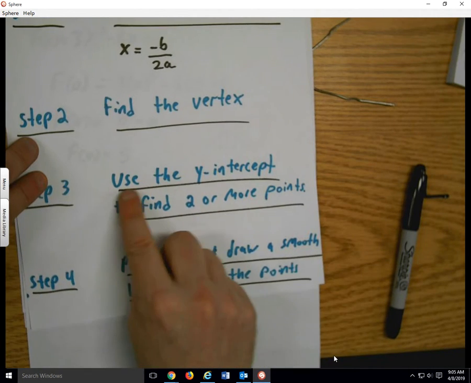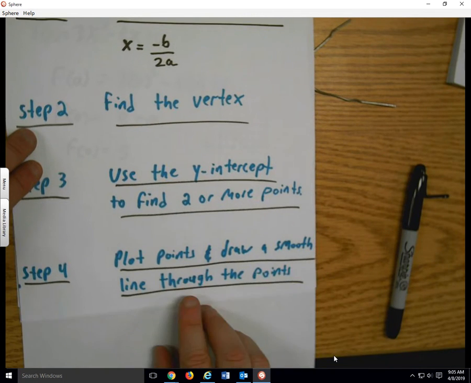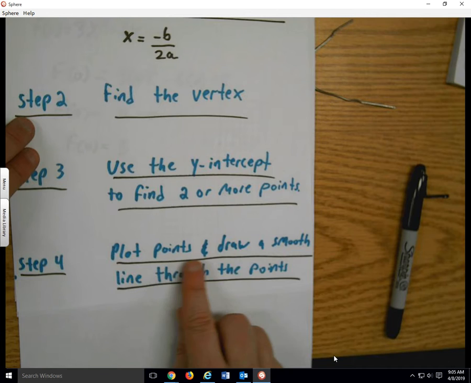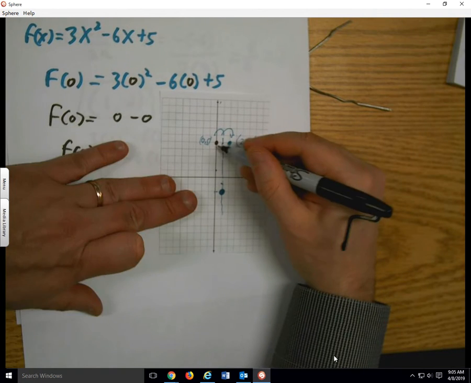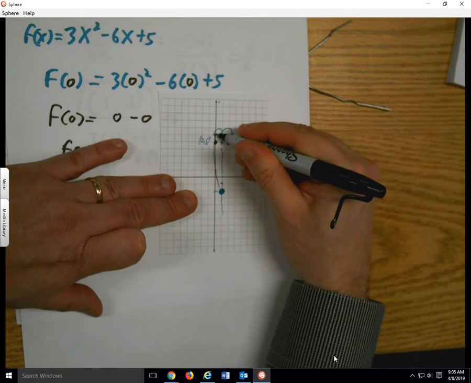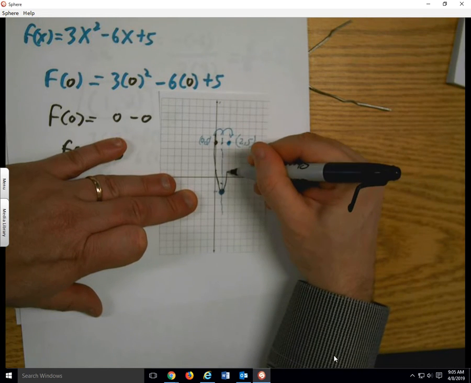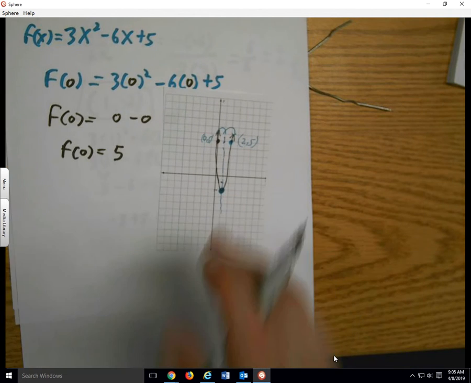So we did the third step, use the y-intercept. Remember, that means x equals 0, to find 2 or more points. Then plot the points and draw a smooth line through the points. So we're going to draw a smooth line through these points. There you have it. That's how you do it.